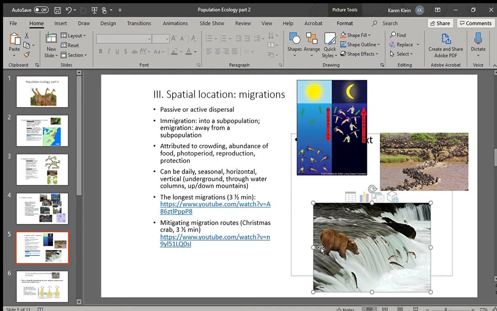You also have vertical migrations where you have animals that might go from the top of a water column to the bottom of a water column, just a few meters throughout a 24-hour period to protect themselves from predators. And this is considered a type of migration. Great to know. These are little, looks like some sort of zooplankton here, in a lake.